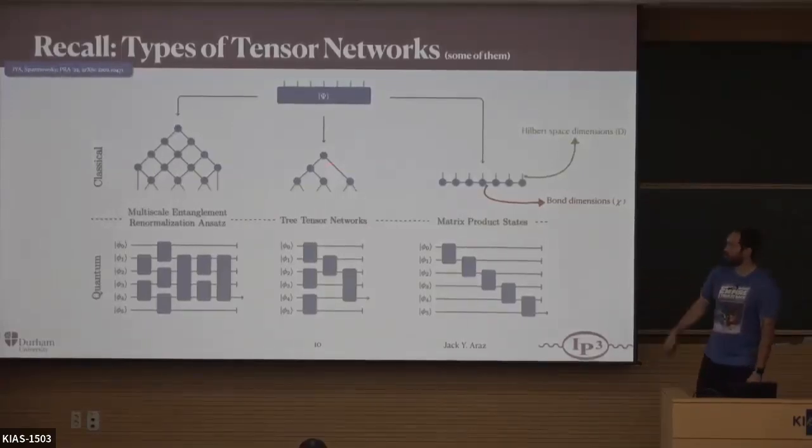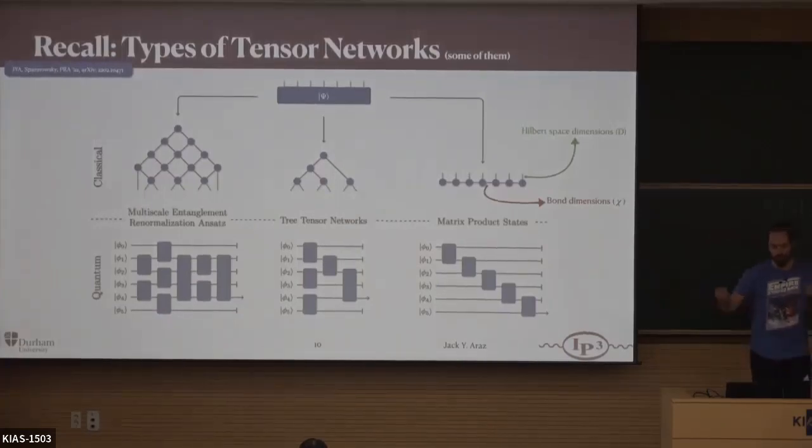The same goes for tree tensor networks and the multiscale entanglement renormalization ansatz. We can have a mathematical prescription to convert them from classical to quantum. We can basically see the tensor network as a less efficient classical representation of a quantum circuit, in a very crude manner.